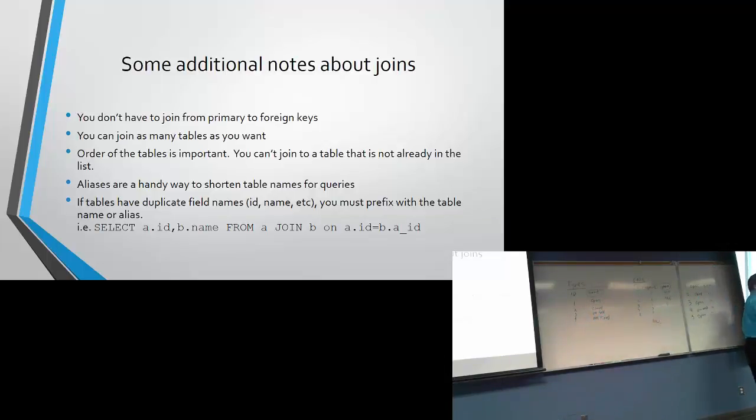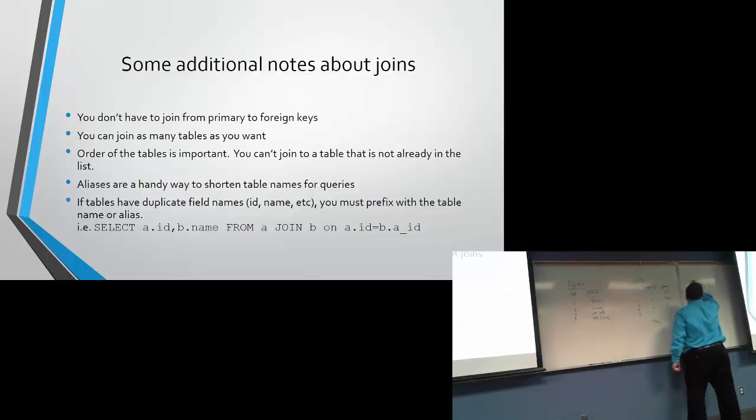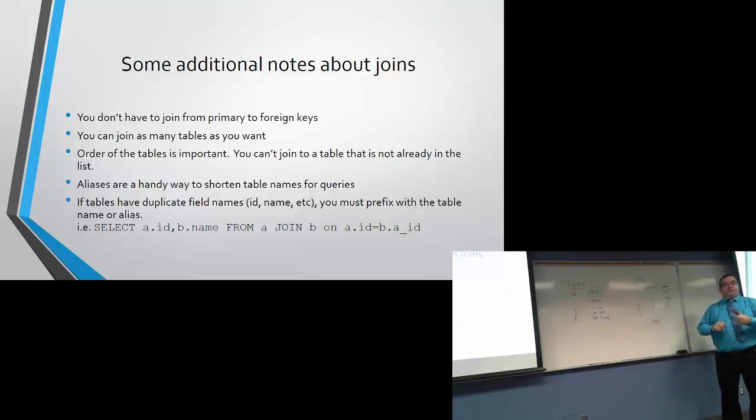Order of the table is important. So when you're creating your join syntax, and you've got, this really sucks that they gave you such a small whiteboard area between the screens. At least if I could turn off one of these projectors. So I've got table users, and I've got table types, and then I've got a table called calls. Okay?